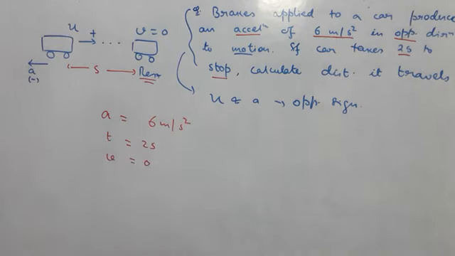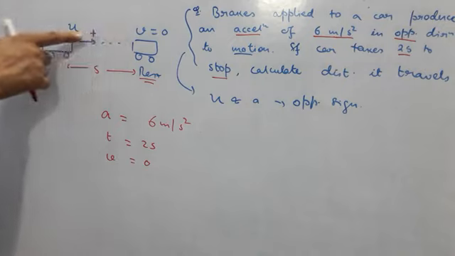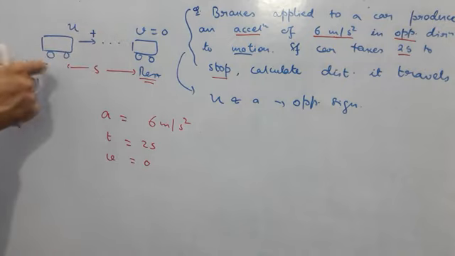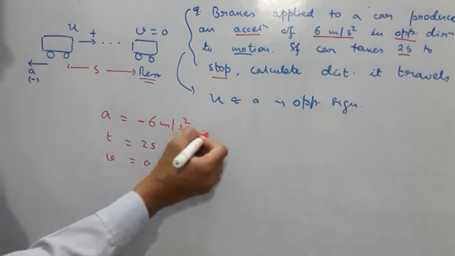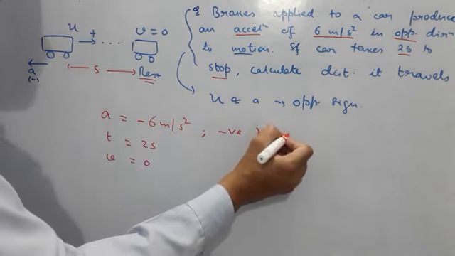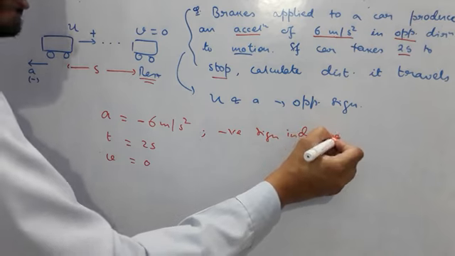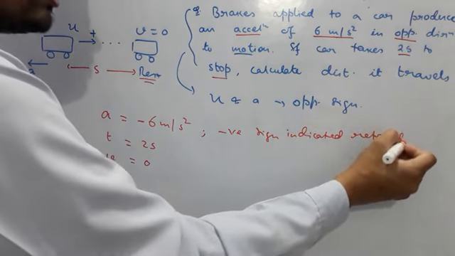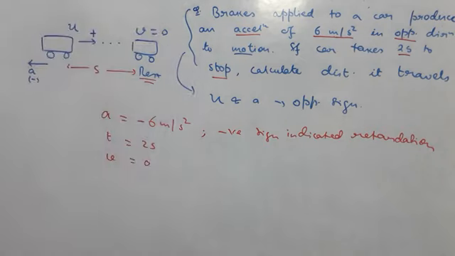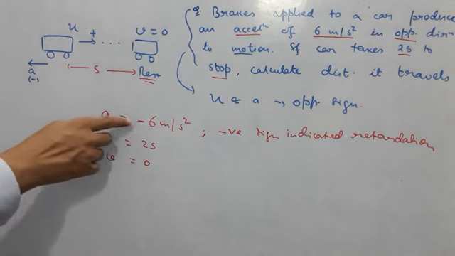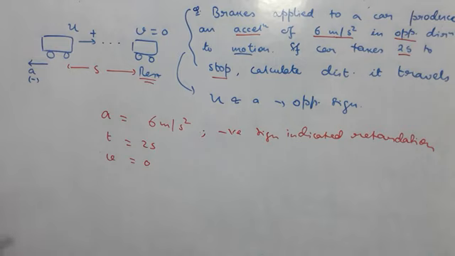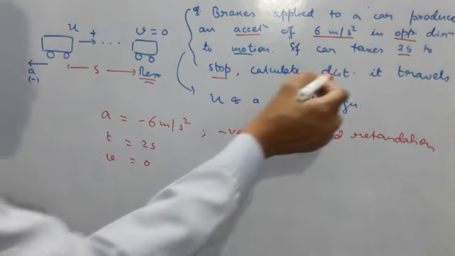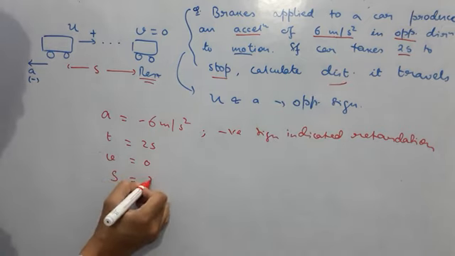If you write it like this, it will be wrong, because I told you the motion is in the positive direction. Acceleration is opposite to the motion. So we will take it as negative, and you will write that the negative sign indicates retardation. Just as we have acceleration, similarly we have retardation. Just the sign is opposite. Acceleration generally we write as plus 6, and retardation we will write as negative 6 meters per second square. Now what do we have to calculate? We have to calculate s. Displacement is equal to question mark.